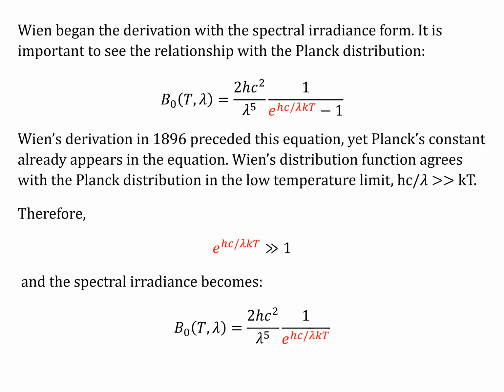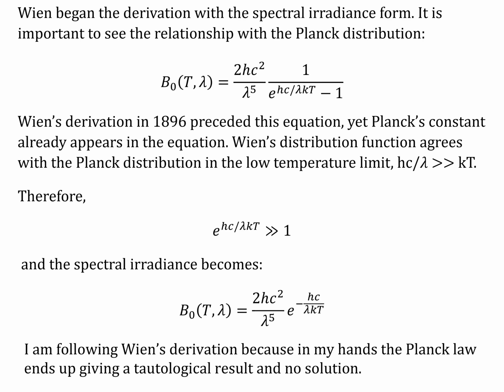Wien's derivation began with the low temperature form of the Planck distribution. In derivation 1, I showed that the high temperature form gives the classical result kBT. The low temperature form is obtained by assuming the opposite, namely that h nu is much greater than kBT. In that case, the exponential term in the denominator is much larger than 1. Therefore, we can neglect the minus 1 term and rewrite the equation as shown in the third equation on this slide.